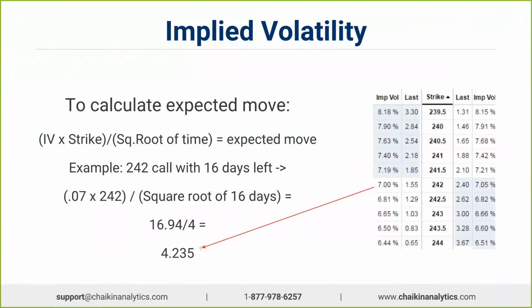So that tells me that the market is pricing in a move from 242 as high as 246.25 or down to 237.75, because the implied volatility is a plus minus measurement. So it could be priced up this far or down that far. That's what we're expecting. The expected move is a plus or minus when you calculate it. So it could be 242 plus 4.23 or 242 minus 4.23, and that's what gives us the difference.